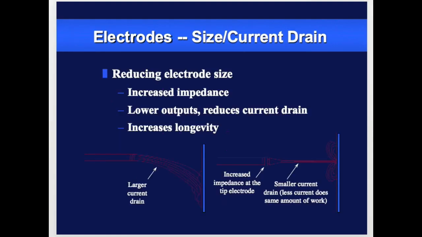Increased impedance at the tip electrode delivers energy more efficiently, thus allowing low output voltage settings that still reliably trigger cardiac depolarization. This lower voltage requirement reduces the battery drain, resulting in greater system longevity.